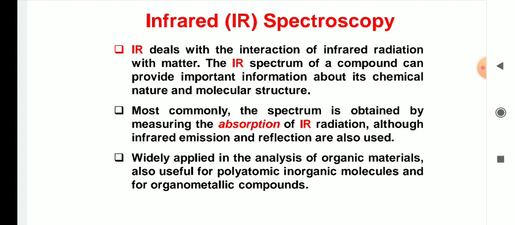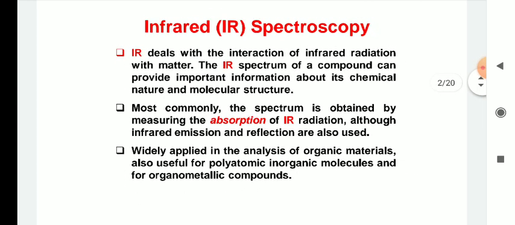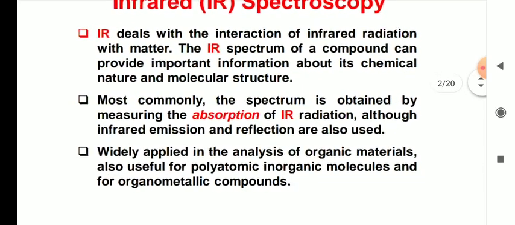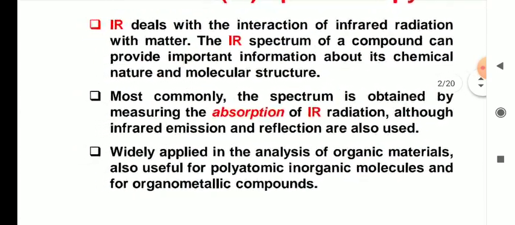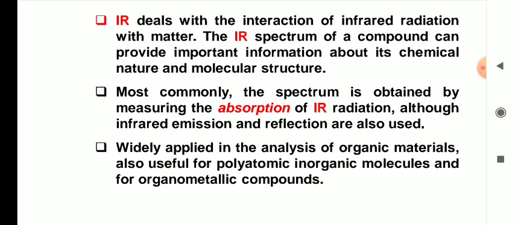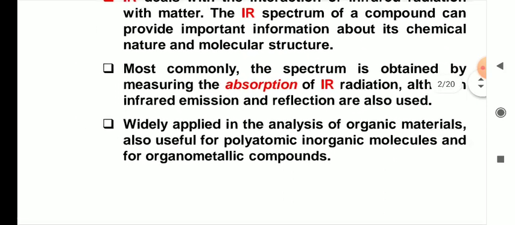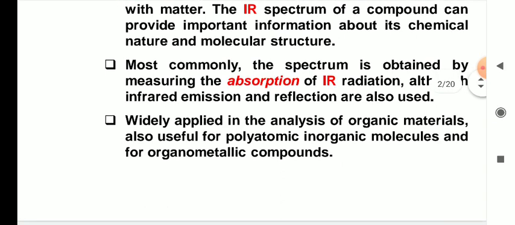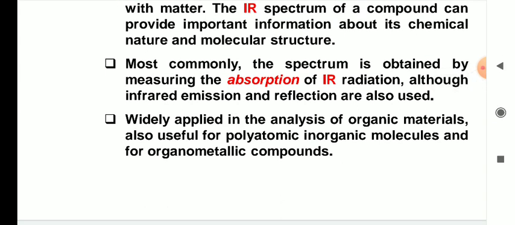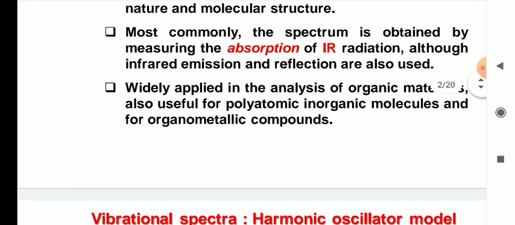The IR spectrum of a compound can provide important information about its chemical nature and molecular structure. The spectrum is obtained by measuring the absorption of IR radiation, although infrared emission and reflection are also used. Widely applied in the analysis of organic materials, it is also useful for inorganic molecules and for organometallic compounds.